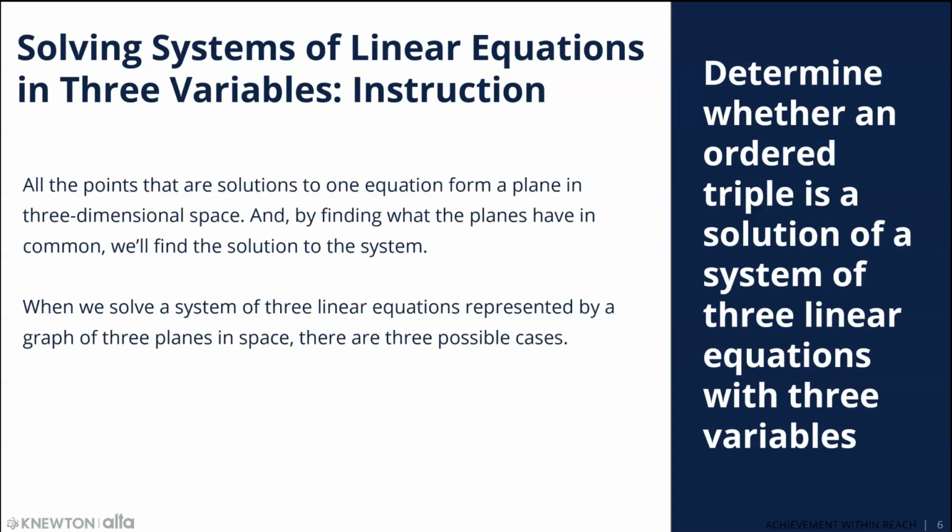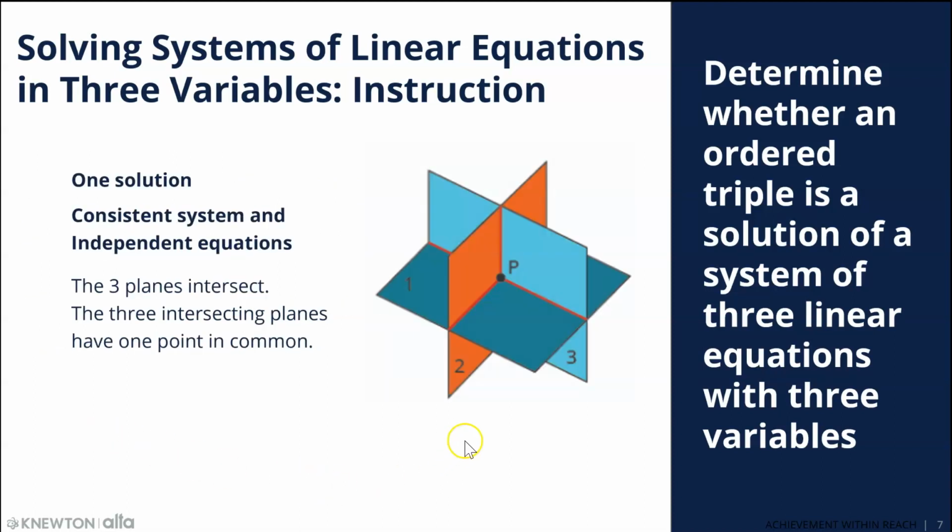So in solving a system of linear equations in three variables, all the points that are solutions to one equation form a plane in three-dimensional space. And by finding what planes have in common, we'll find the solution to the system. When we solve a system of three linear equations represented by a graph of three planes in space, there are three possible cases. The first case is when all three planes intersect.